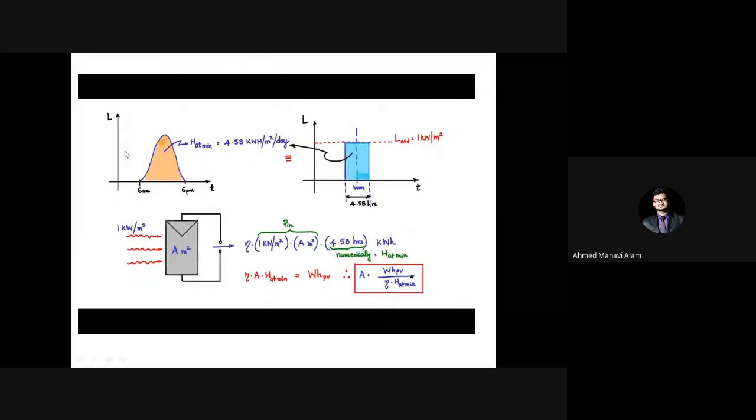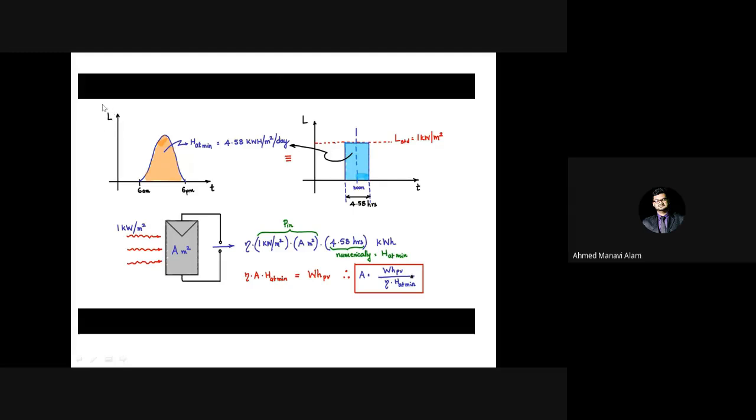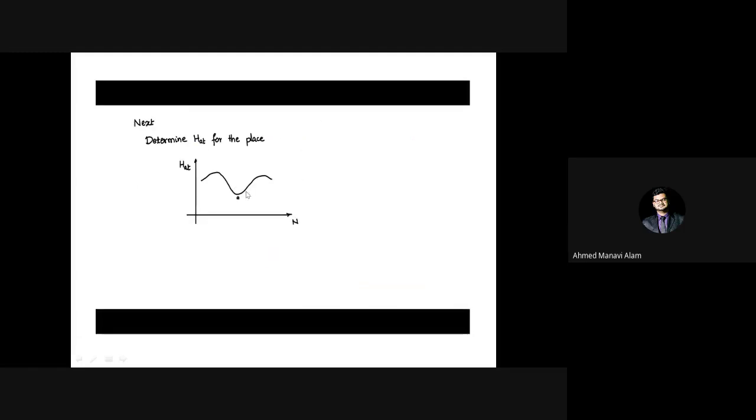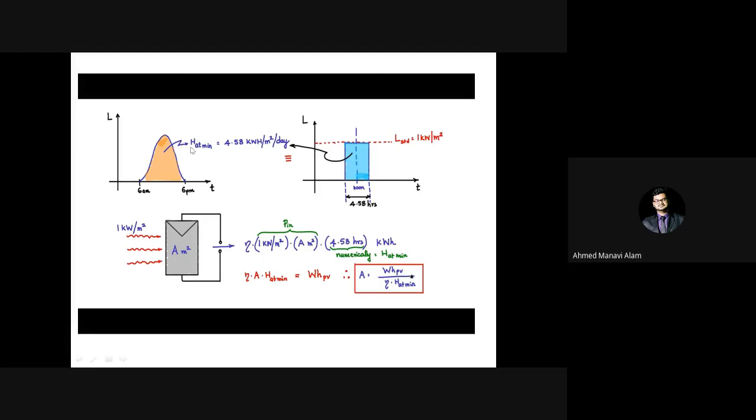Now, I am getting a profile that is called solar insolation versus time. In order to find the HAT minimum, there are many softwares; we are not getting into that. So for me, for a certain case, I'm taking that the HAT minimum is 4.58 kilowatt hour per meter square per day. This value will be given in the math, so you don't need to worry. Is this the average value or the lowest value, sir? This is the lowest value.